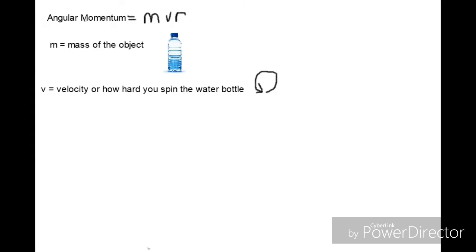Next, R, or the radius, or how big you make the circle when you spin the water bottle. As shown here, you can have a small circle, which would require a larger velocity to make the water bottle land, or if you were to make a big circle with the water bottle, you wouldn't have to give as much spin.